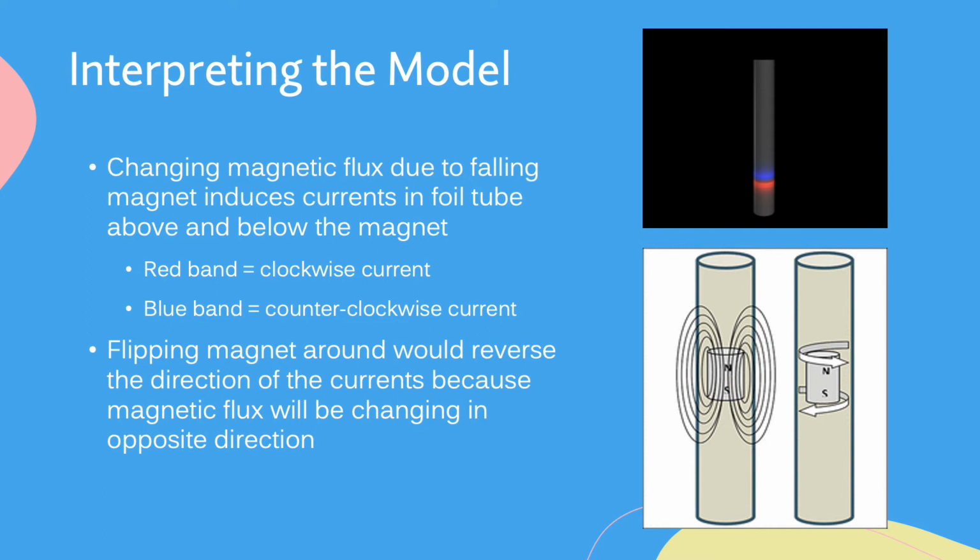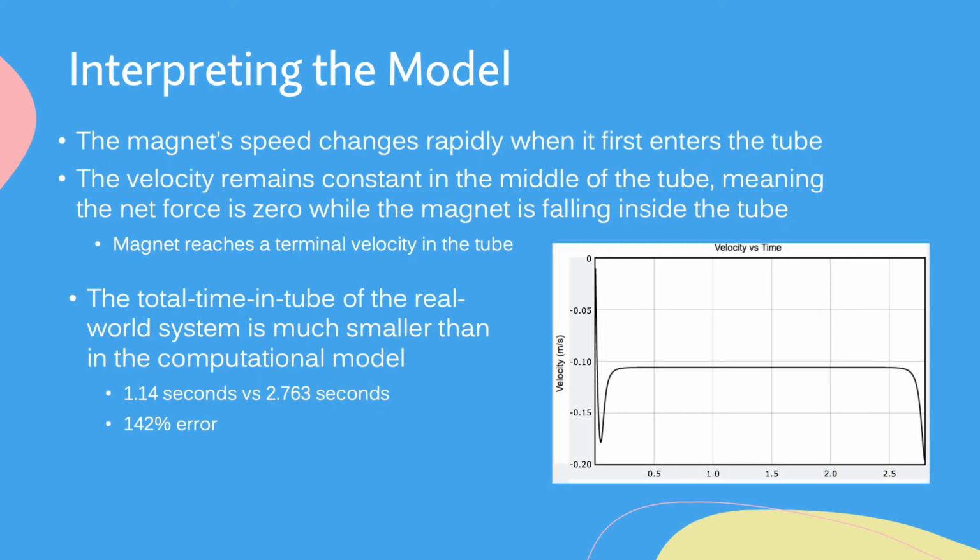Flipping the magnet around would reverse the direction of the currents because the magnetic flux would then be changing in the opposite direction. The velocity versus time graph shows that the magnet's speed changes rapidly when it first enters the tube. The velocity remains constant when it is in the middle of the tube, meaning the net force is 0 while the magnet is falling inside the tube, and the magnet reaches a terminal velocity in the tube.